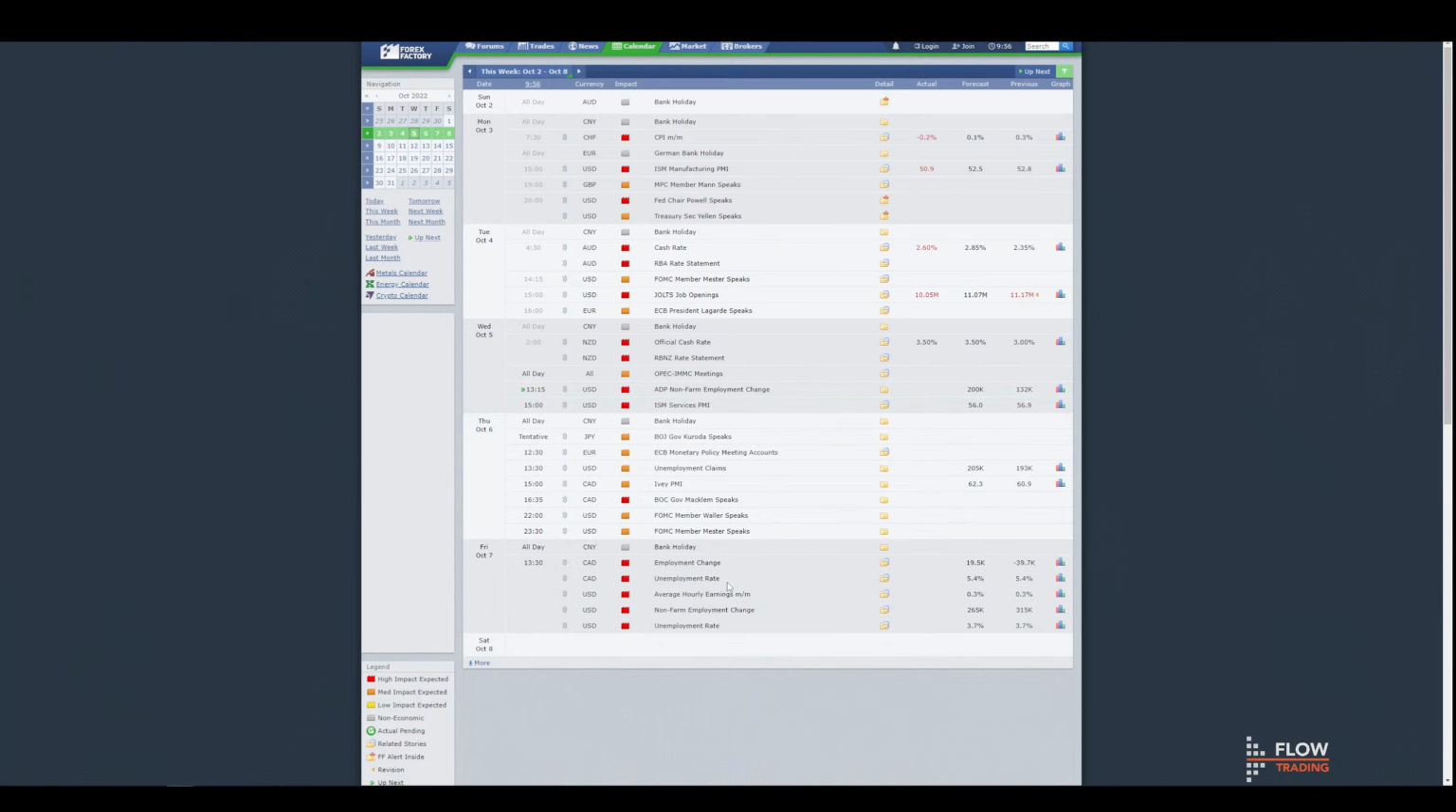The real thing that's actually issued by the government is going to be on Friday, October the 7th, around about 1:30 p.m. here in the UK. We've got the average hourly earnings, the non-farm employment change and the unemployment rate. So the jobs numbers are coming out on Friday, and that should cause some volatility leading up to the weekend.